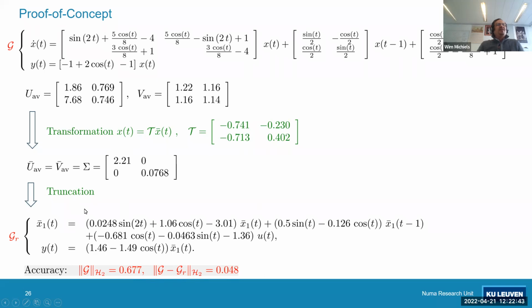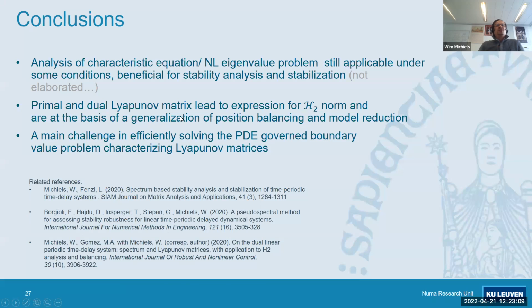Okay, it's not model reduction. You go from 2 to 1, but as I told you, it's just a proof of concept. And if we compute the H2 norm, in the way I have explained it before, via the delayed Lyapunov equation, then we see in fact that indeed the relative error is relatively small. This brings me then to a few conclusions.